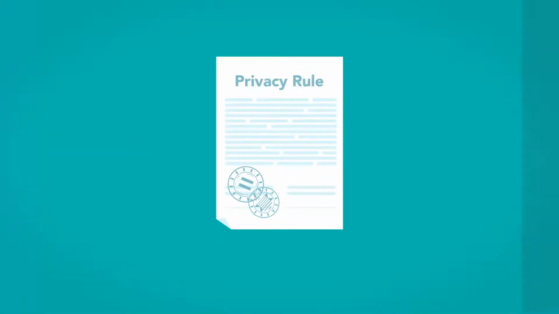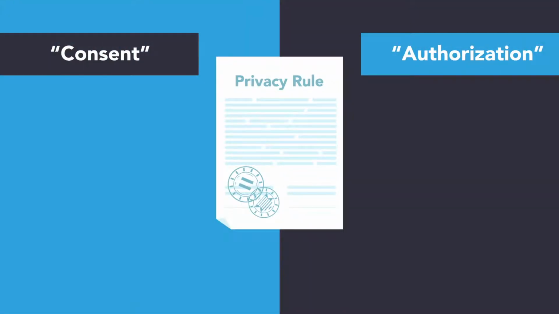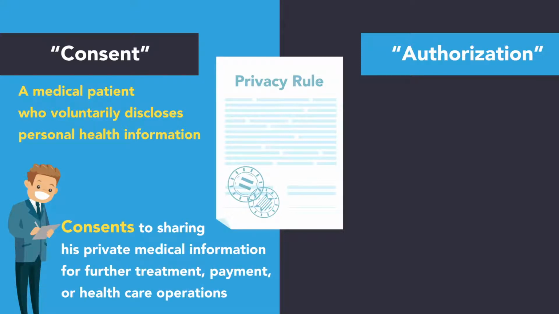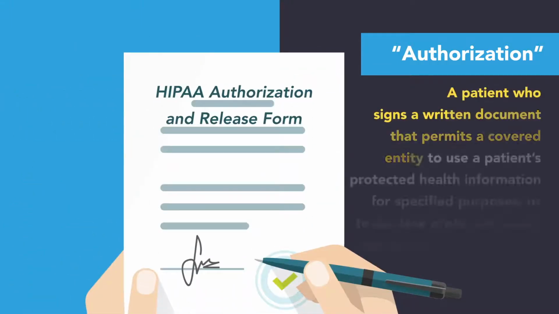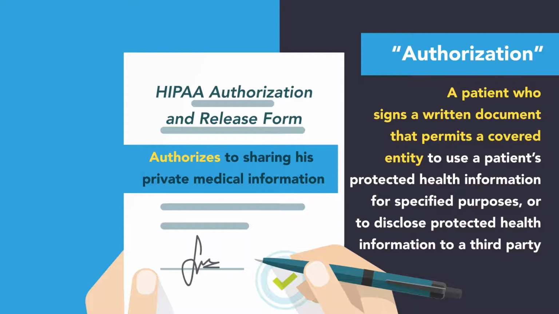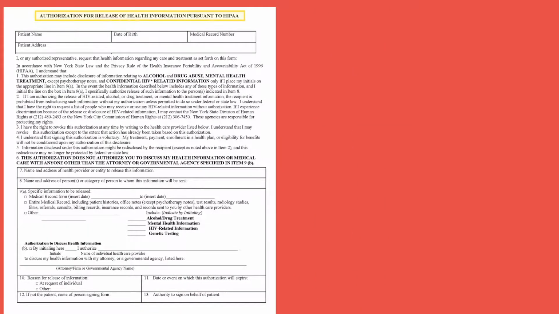HIPAA's privacy rule differentiates consent from authorization. A medical patient who voluntarily discloses personal health information, such as treatment history or medication history, consents to sharing his private medical information for further treatment, payment, or healthcare operations. On the other hand, a patient who signs a written document that permits a covered entity to use a patient's protected health information for specific purposes or to disclose protected health information to a third party authorizes to share his private medical information.